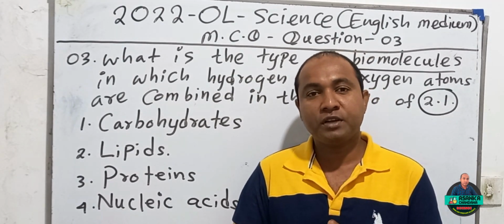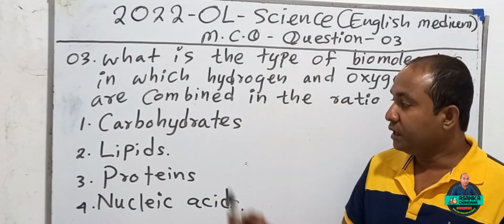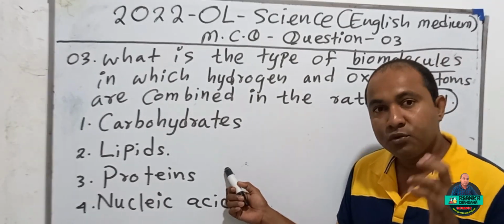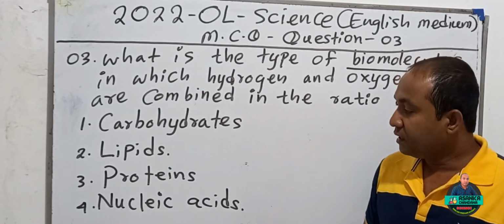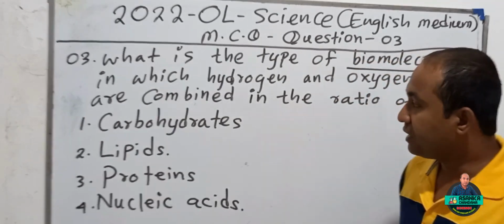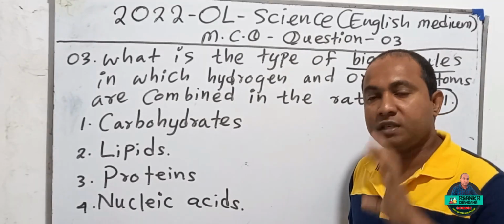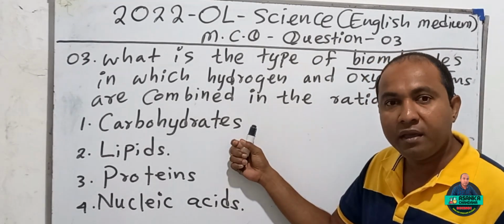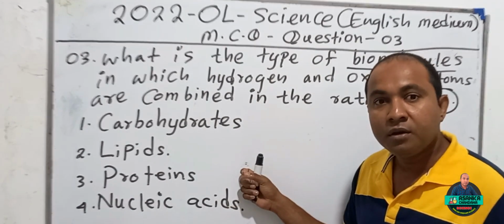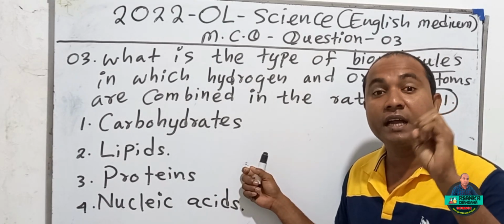Under the carbohydrates, you learned about the elements contained in the carbohydrates. In the lipids also, you learned about elements contained in the lipids. Under the protein and under the nucleic acid, you also learned about the elements they contain. Now, the elements contained in carbohydrates are carbon, hydrogen and oxygen. Lipids are also made by carbon, hydrogen and oxygen. Protein is made by carbon, hydrogen, oxygen and nitrogen.